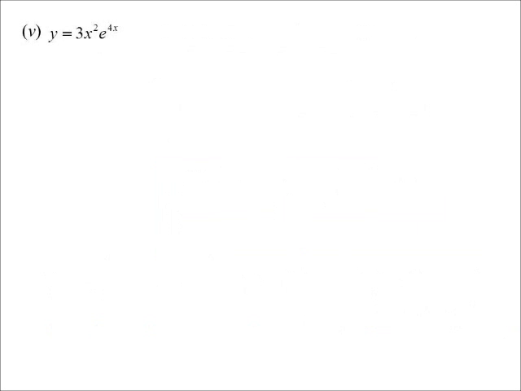Product rule. Okay, let's get those brain cells working. It's been a few weeks. So we have to write down the first, diff the second. So write down the first, 3x squared, differentiate the second bit. Well, e to the 4x, the power is 4x, differentiate 4x, we get 4. So it's 4e to the 4x, plus write down the second, e to the 4x, times differentiate the first, differentiate 3x squared, we get 6x.